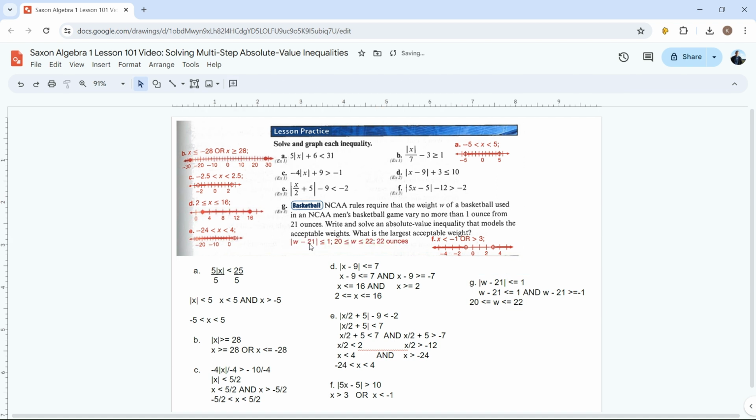Let's make sure we did that right. W minus 21 is less than or equal to 1. We came up with 20 is less than or equal to W is less than or equal to 22, and 22 ounces is the greatest acceptable weight. All right, that is how you work these sorts of problems. You're ready to do the problem set for next time.